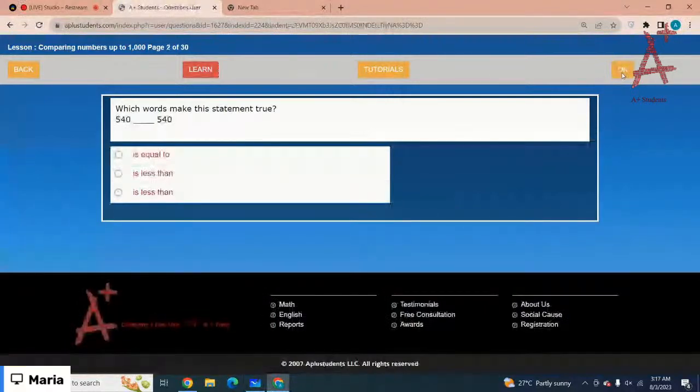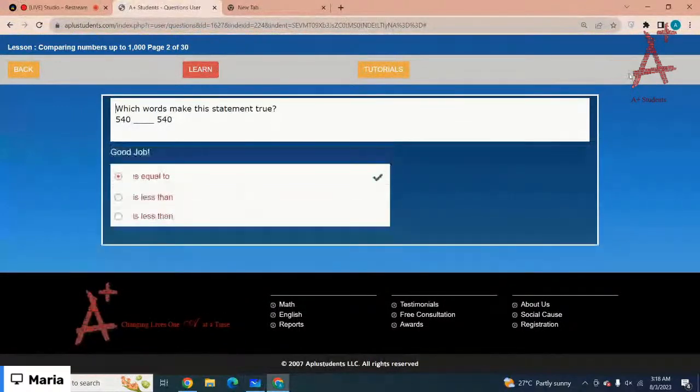Okay, 540 and 540, so which is the correct option? Okay, they are exactly equal. 540 is equal to 540 because the number is exactly the same.